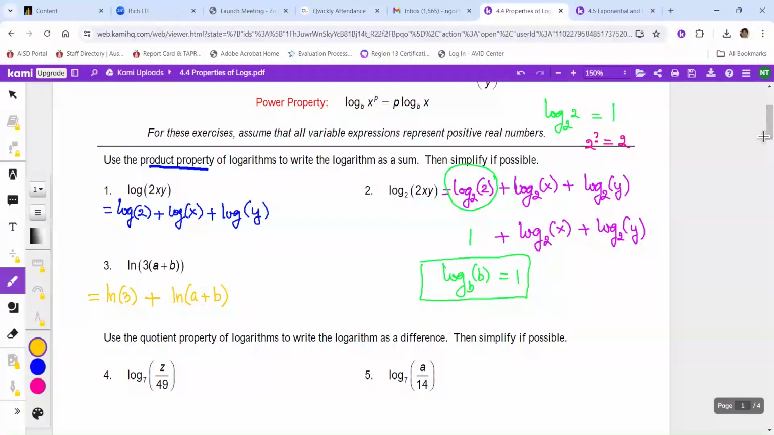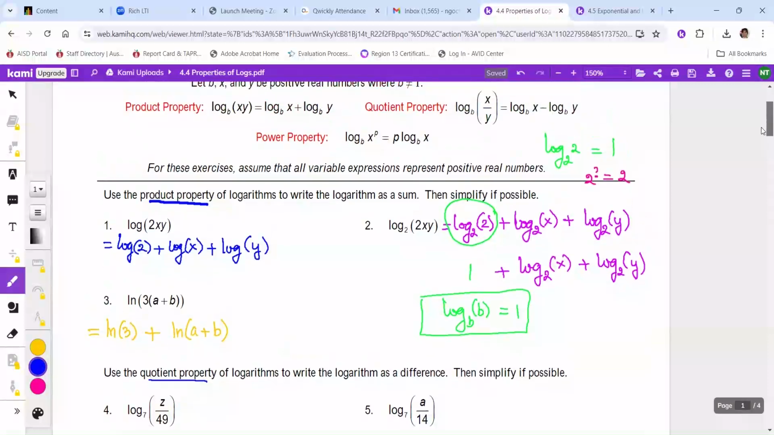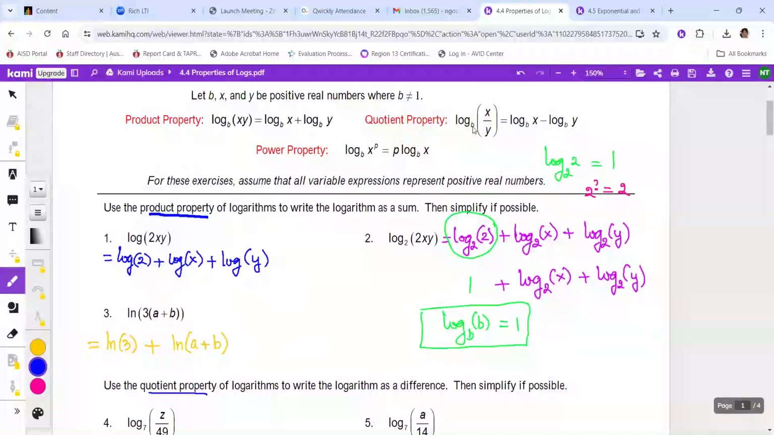Okay, let's move on to the quotient property. For exercises 4, 5, and 6, we are going to use the quotient property to expand this log. So again, what is the quotient property? Right here, you see log base b of x divided by y. We can write it as a difference: log base b of x minus log base b of y.